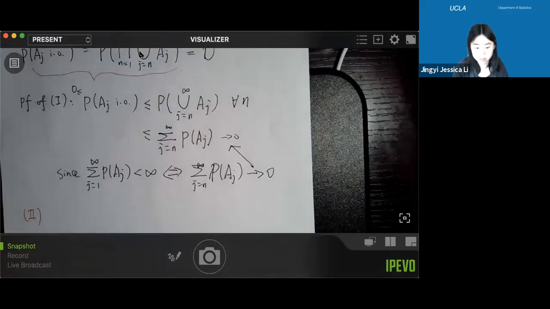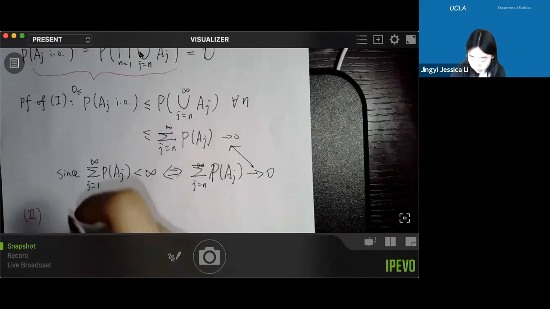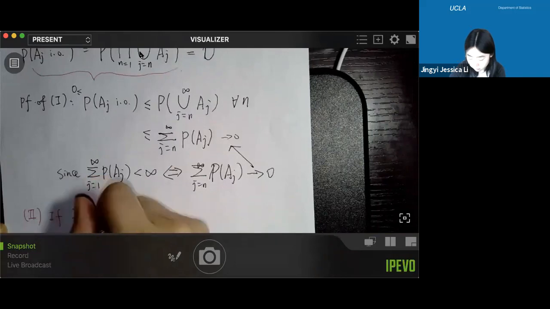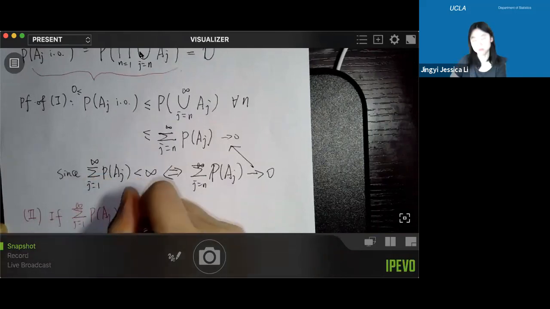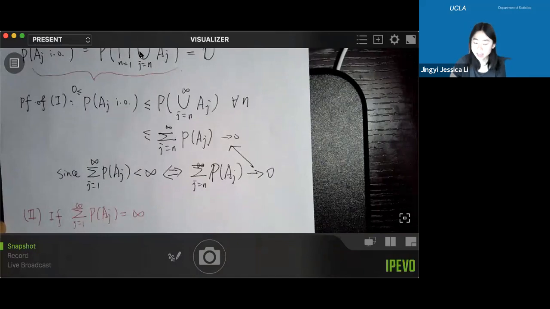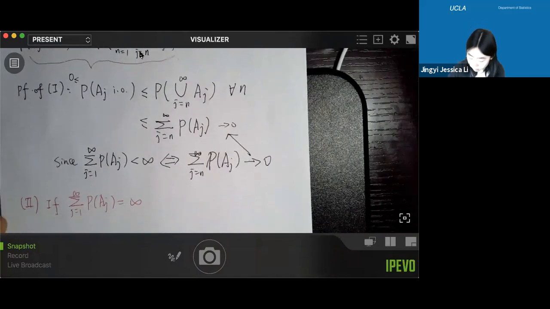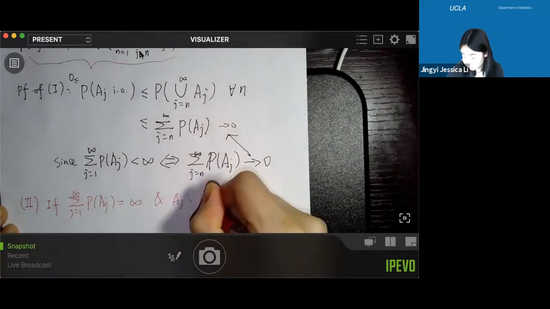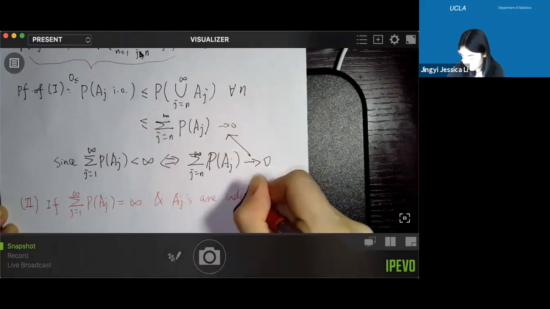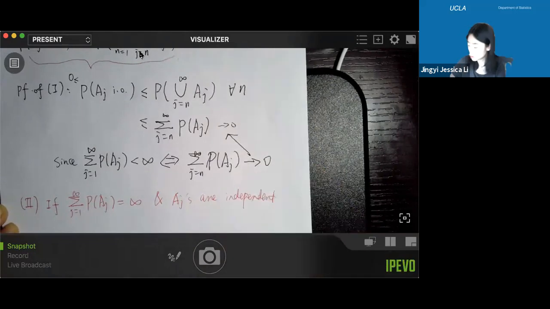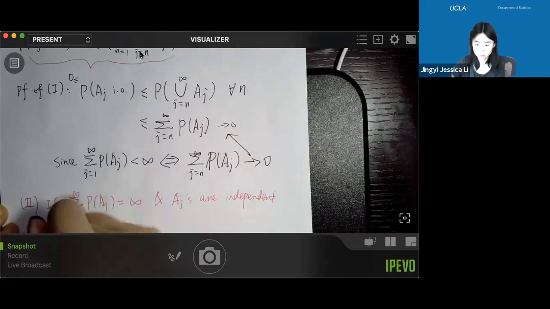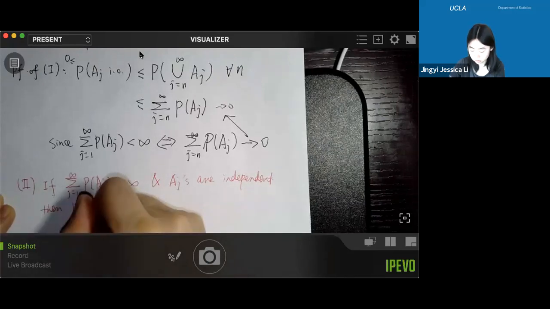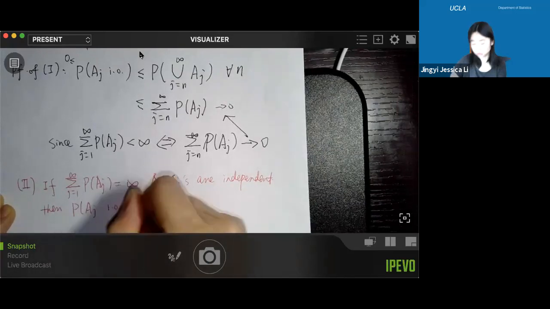Okay, so for the second statement, we have this, and we need to add an additional condition: the A_j are independent. So when both happen, then the probability that A_j occurs infinitely often is 1.